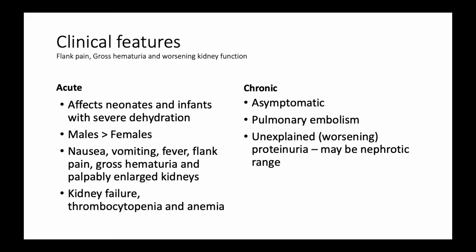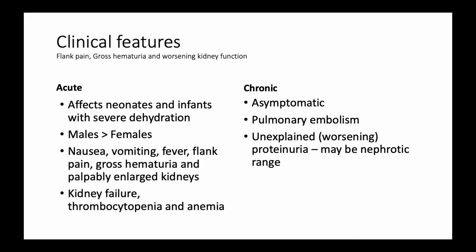And there is one more thing to add to this. Patients with renal vein thrombosis per se, without any glomerular disease, can present with proteinuria, which can be up to nephrotic range also. And acute presentation of renal vein thrombosis is usually seen only in neonates and infants with severe dehydration, where they present with nausea, vomiting, flank pain, gross hematuria, and palpably enlarged kidneys. Some of them may develop kidney failure, thrombocytopenia, and anemia.